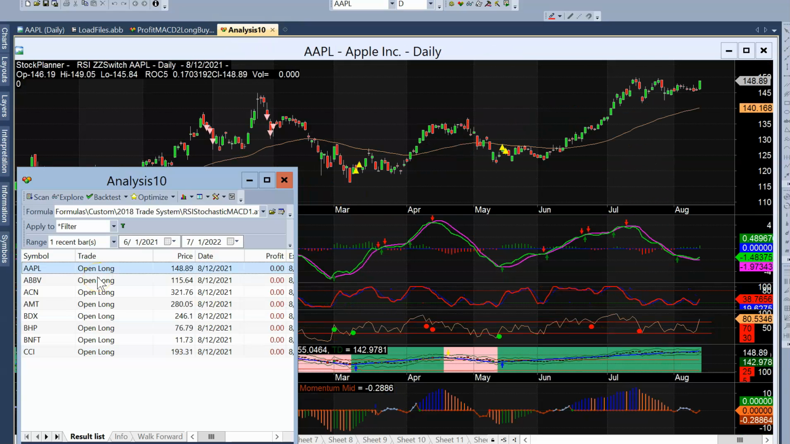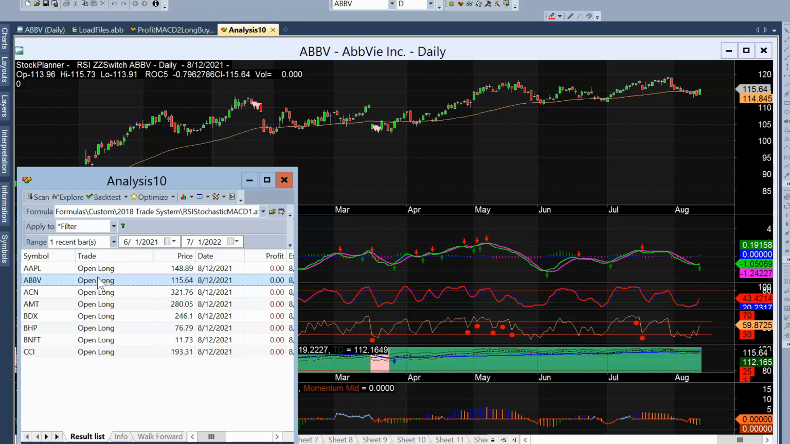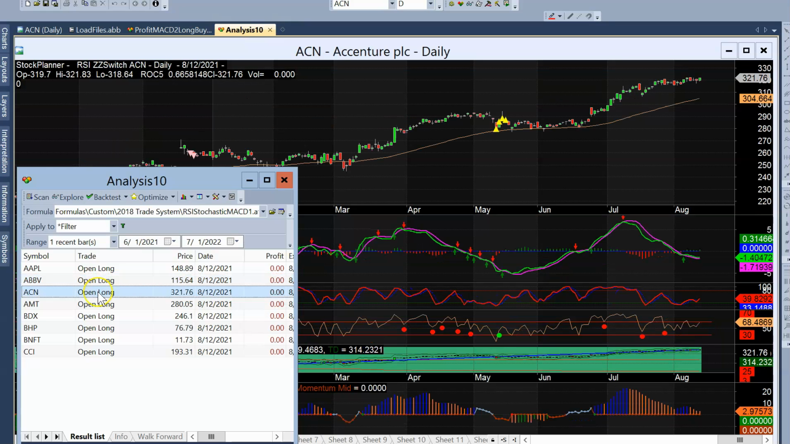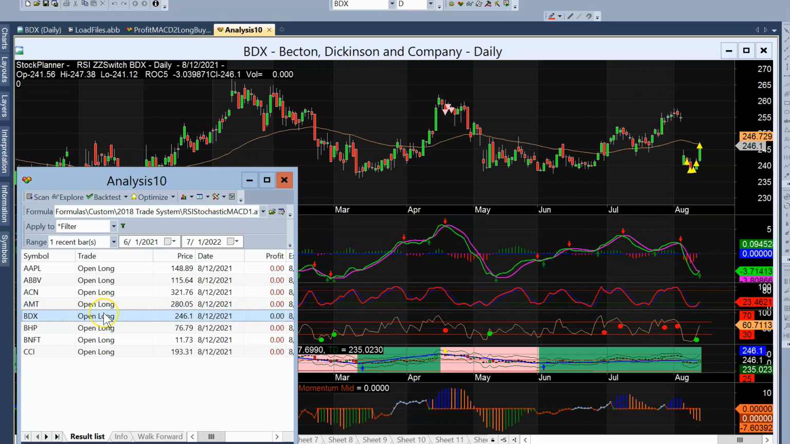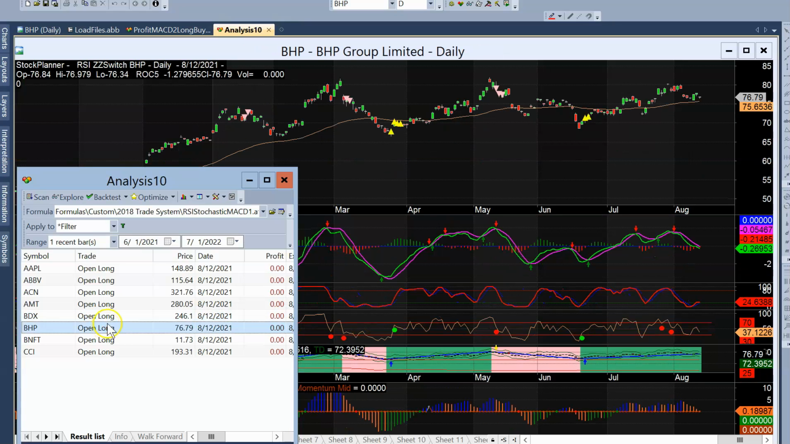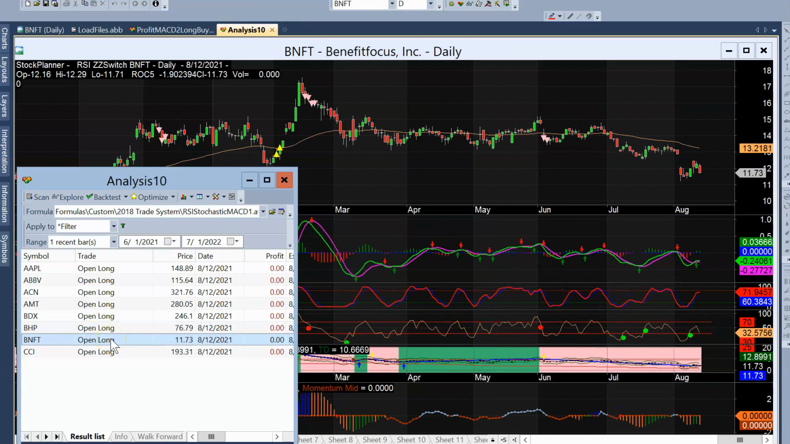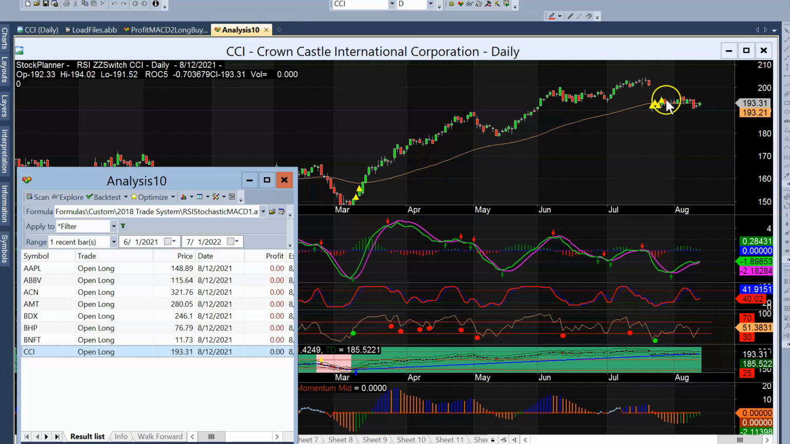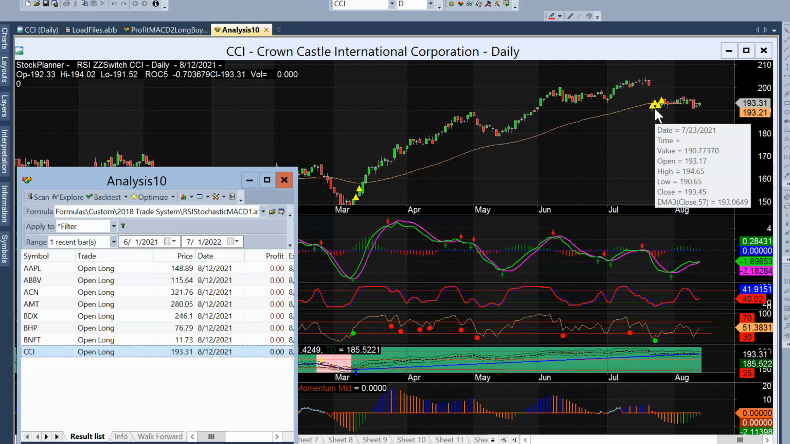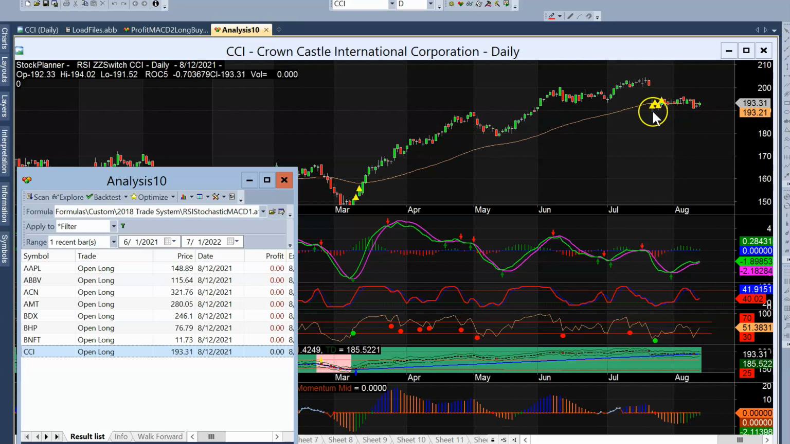I repeat, not thrilled with Apple. I like ABBV. Don't like the way Accenture's looking. American Tower, no momentum. BDX, I think the gap will fill. I like it. BHP, you decide. Benefocus, I think eventually the stock will fill, but this could take a couple months. The 50 is pointing down. CCI, this has been hanging for the last 2 weeks, with an earlier trade here, and it's just been doing nothing. Do your own due diligence. That's my stock list today.